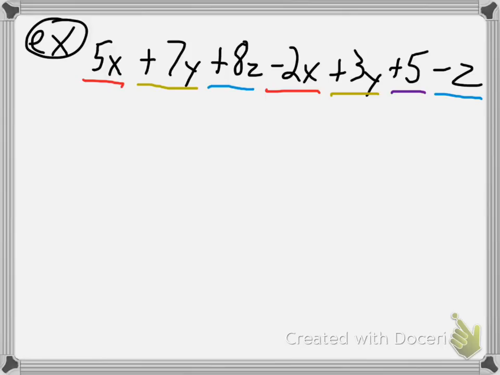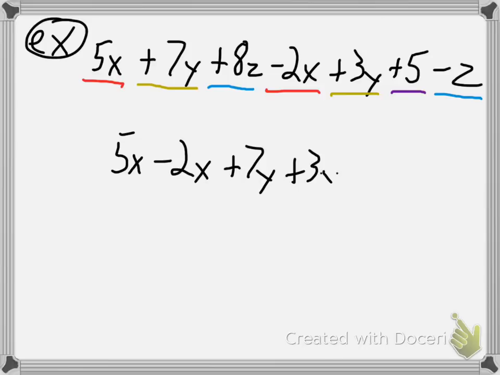So the first thing I want to do is rewrite this with all of my like terms grouped together. So I'm going to start in alphabetical order. X comes first. So 5x, and my minus 2x next. Okay, those are my x's. Now I'm going to go with my y's. So plus 7y plus 3y. Now I'm going to look for my z's. I have a plus 8z minus z. And then I'm done with z's, so I left anything without a variable, my plus 5.